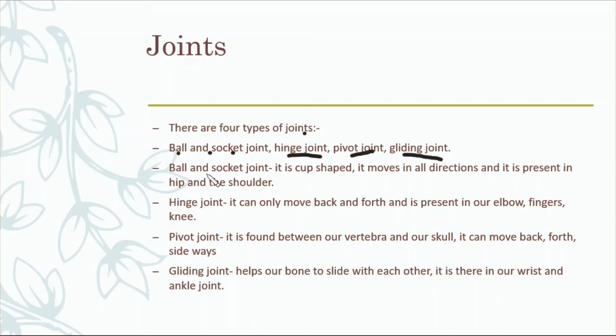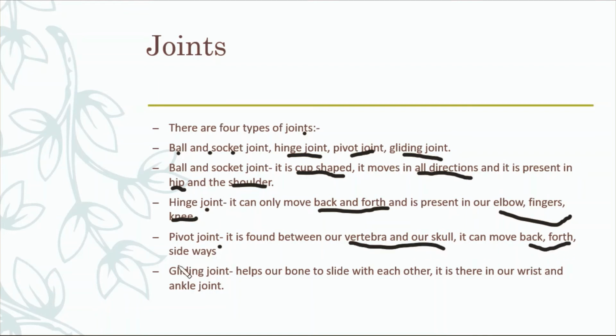So now in the ball and socket joint, it is cup shaped. It moves in all directions, and it is present in the hip and shoulder. Now the hinge joint. So now the hinge joint can only move back and forth. It is present in our elbow, fingers, and our knee. Now pivot joint. It is found between our vertebra and our skull. It can move back, forth, and sideways.